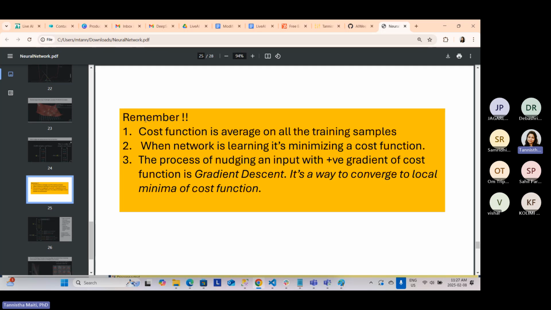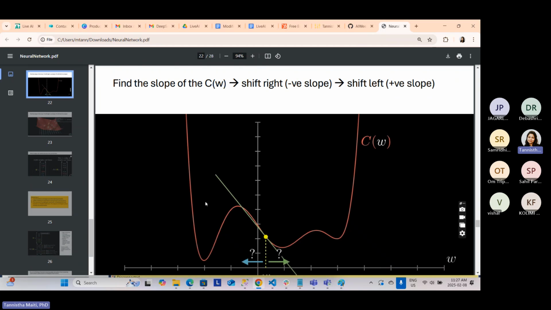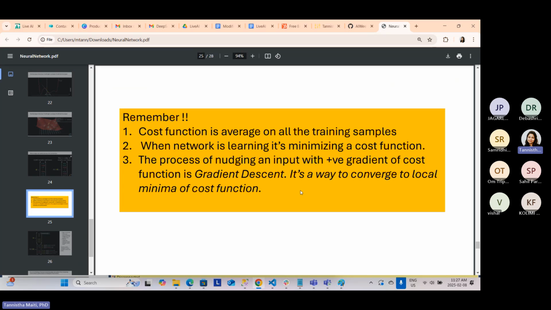But the main thing to remember, going back, is that the cost function is the average over all the training samples. When the network is learning, it's trying to minimize the cost function. The process of nudging an input against the positive gradient of cost is gradient descent. As you see, it is descending, right? You're trying to descend to a local minimum. It's a way of converging to a local minimum of the cost function.